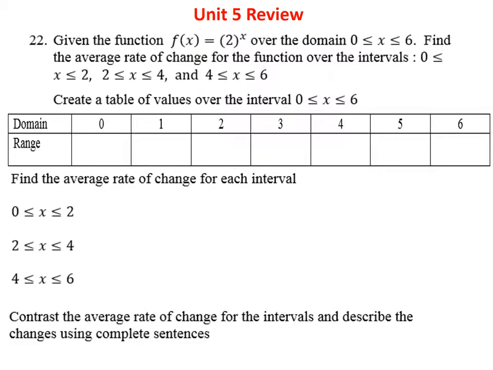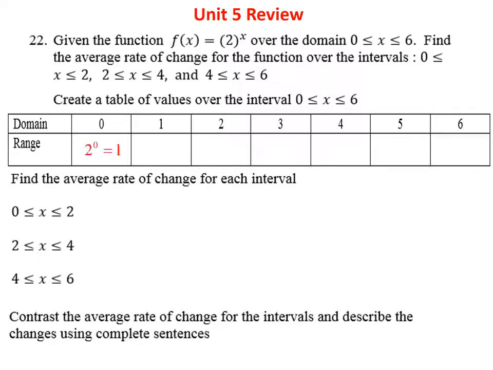In problem 22, we're given the function f of x equals 2 to the x power over the domain, the x values between 0 and 6, and they want us to find the average rate of change between 0 and 2, 2 and 4, and 4 and 6. So first we have to fill in the value for each of the numbers.